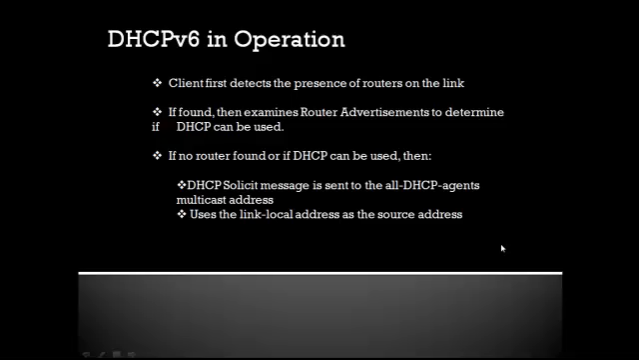DHCP version 6 uses multicast for many messages. When the client sends a solicit message, it sends the message to the all DHCP agents multicast address with link local scope. Agents include both servers and relays. When a DHCP relay forwards a message, it can forward it to the all DHCP server's multicast address with site local scope. This means that a relay does not need to be configured with all the static addresses of the DHCP servers as in IPv4. If needed by policy, a relay can contain a static list of DHCP servers.